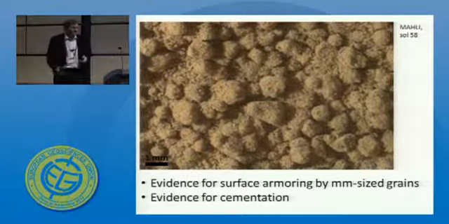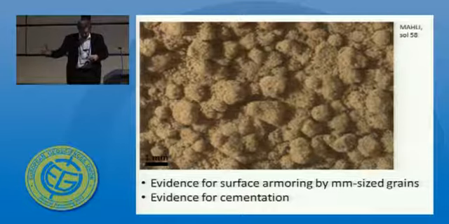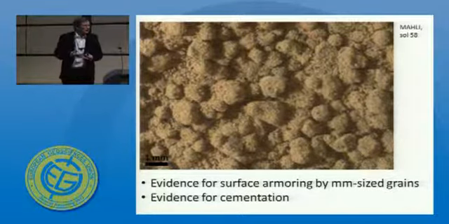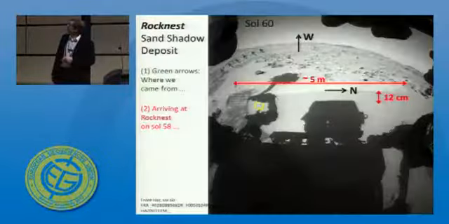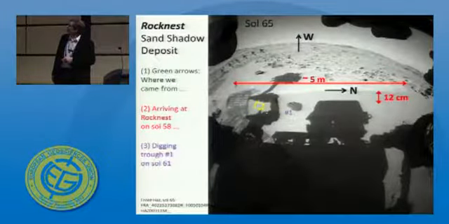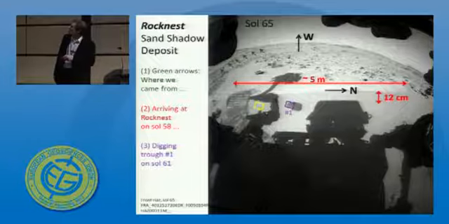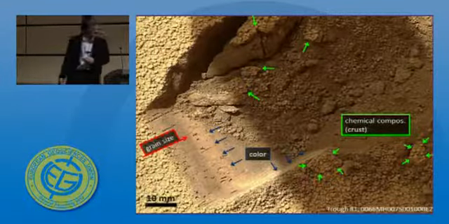And this also tells us that this deposit has been immobile for quite a time, so that cementation can develop. Okay, and then you see, wow, between Sol 60 and Sol 65, we made a hole. It's right there. Zooming in on this rectangle shows us this image.